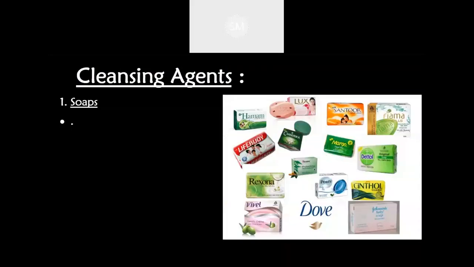Okay, now going for the next part of our discussion, the third category is cleaning agents. In that first cleaning agent, what we are having is soaps. Soaps we have discussed even in surface chemistry. I have told you what soaps are. Could you tell me what soaps are here?